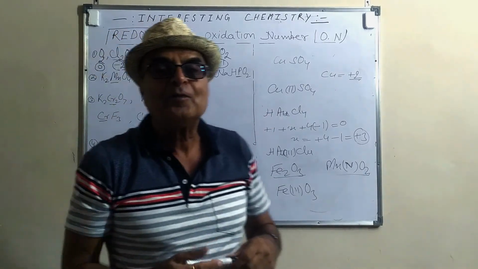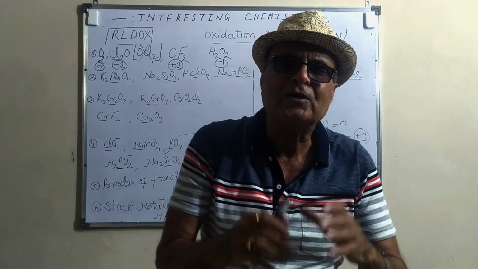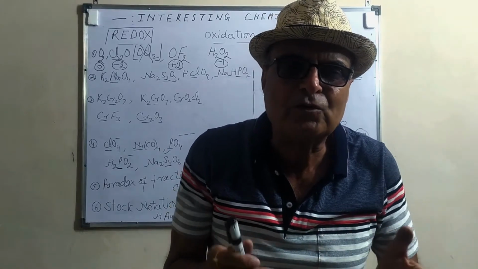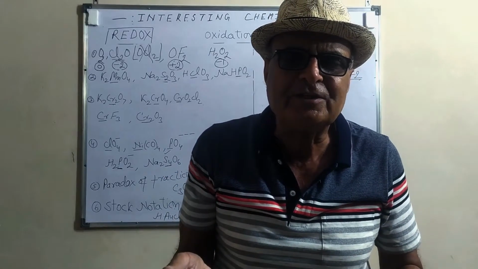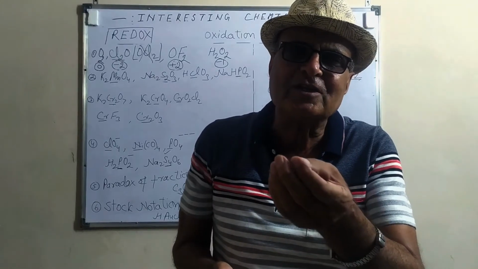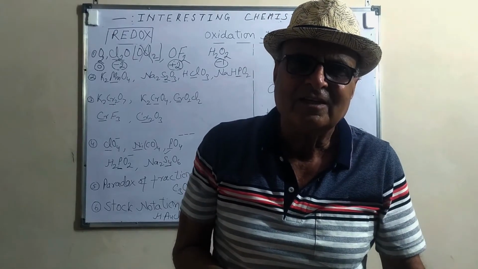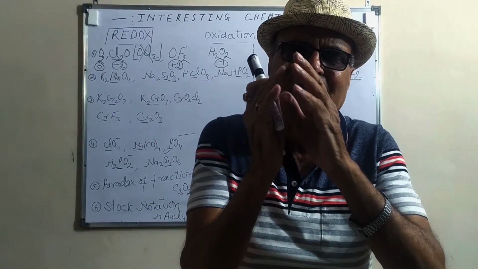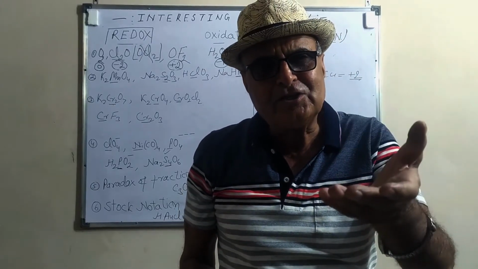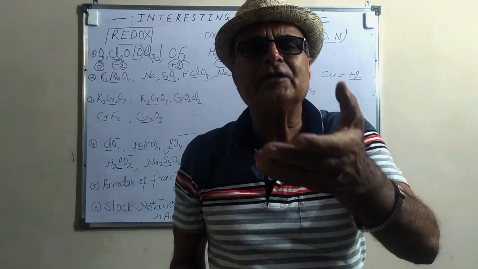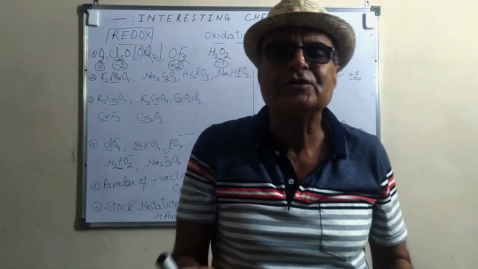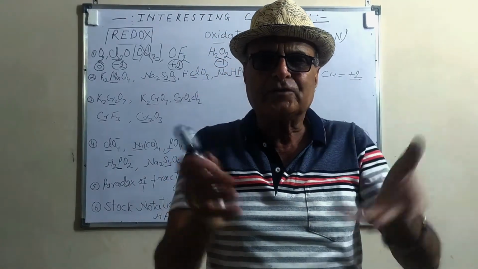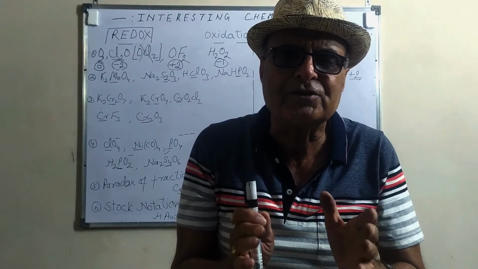So I have told you about this. Now I am going to tell you about oxidation. How will you identify with the oxidation number whether it is an oxidation reaction or a reduction reaction? When the oxidation number of an atom of an element increases in a reaction, it is oxidation, and a decrease in the oxidation number is a reduction. Now I think you have understood all about oxidation and reduction.